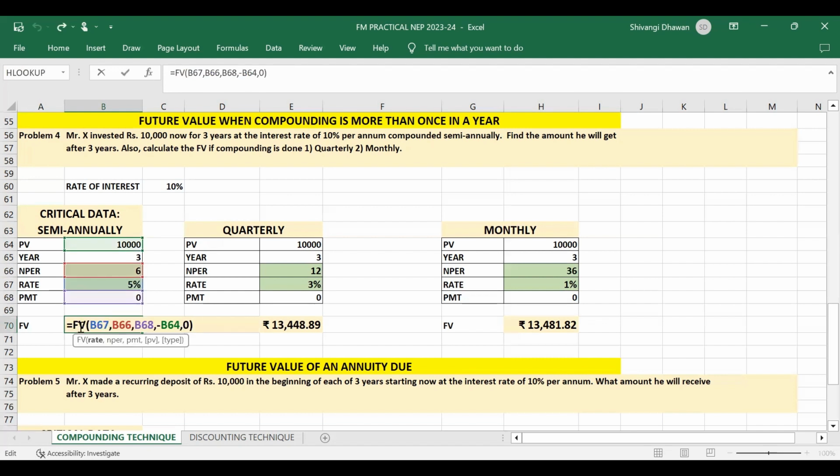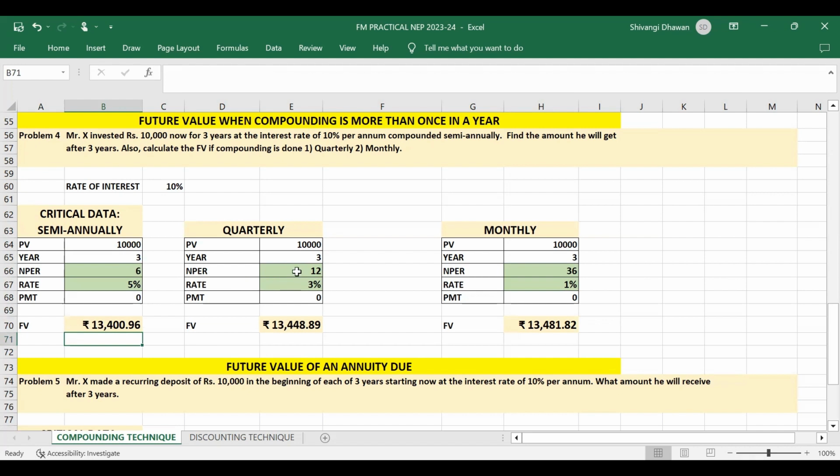So here, the future value function is activated. Rate will be 5%. Our number of periods will be 6. Payment will be 0 because there is no constant payment. Present value, today's value, is given to us, so we have taken 10,000 as our present value. The question is silent on end or beginning, so we have taken type as 0. If nothing is given to you, you always take the default value as 0 and enter.